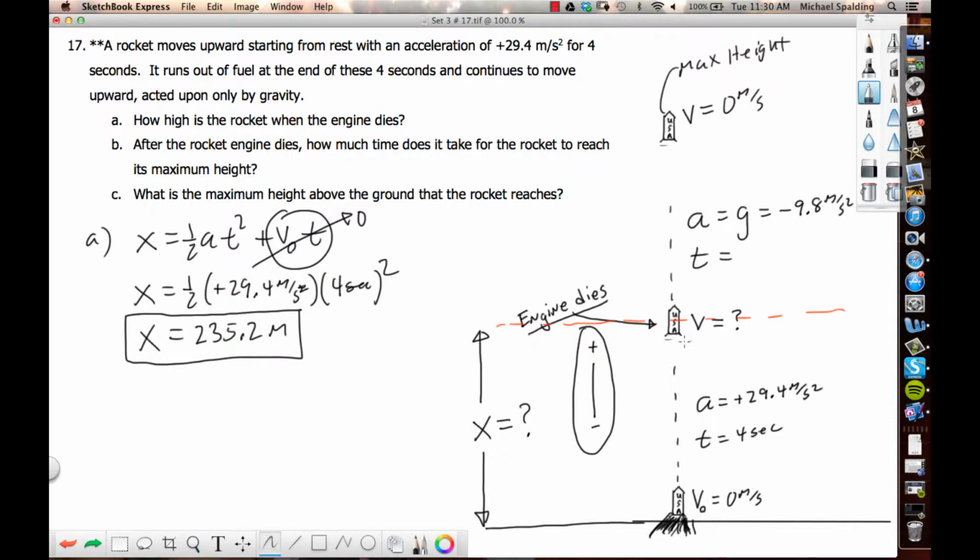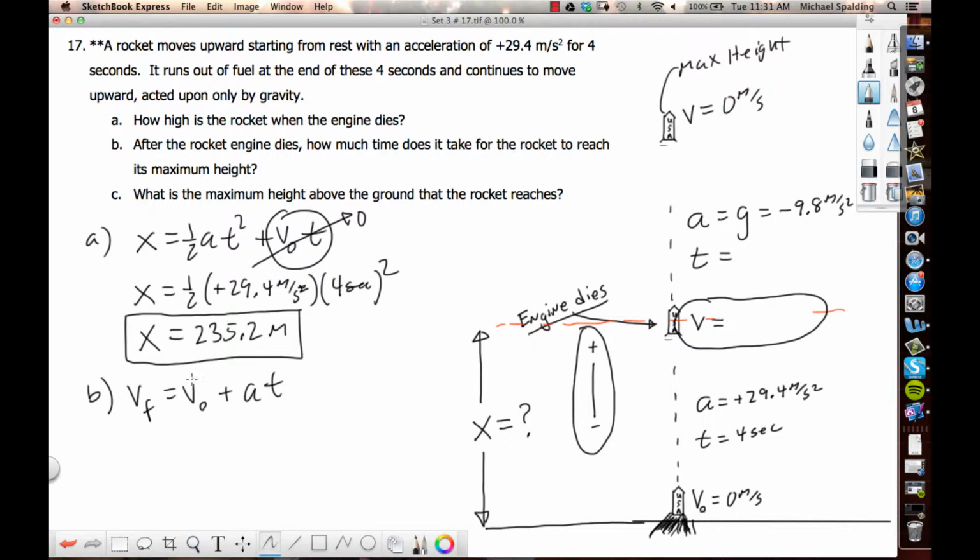We first need to find the velocity when the engine dies, the final velocity of the first part. So the rocket's going to be going faster, faster, faster, and we need to find this velocity at the moment where the engine dies. How do we do that? Nathan. We pick the third equation, Vf equals V initial plus A times T.